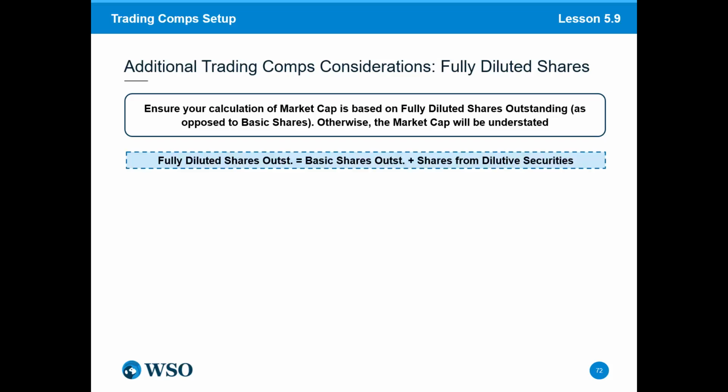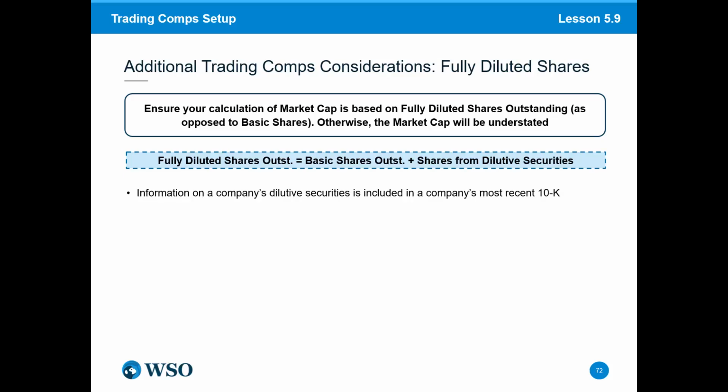So the very basic calculation behind fully diluted shares outstanding is just to take your basic shares outstanding from page 1 of the 10K, and then add shares from any dilutive securities. And in particular, shares from dilutive securities that would be in the money.